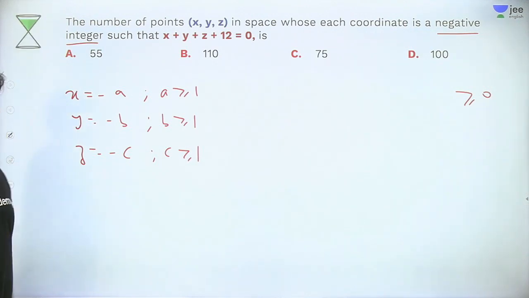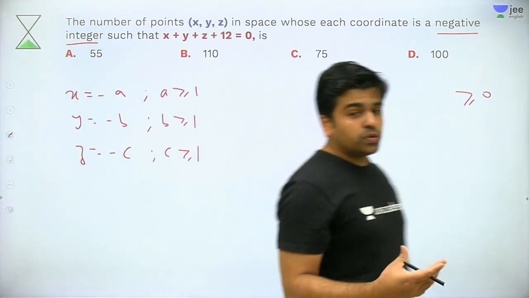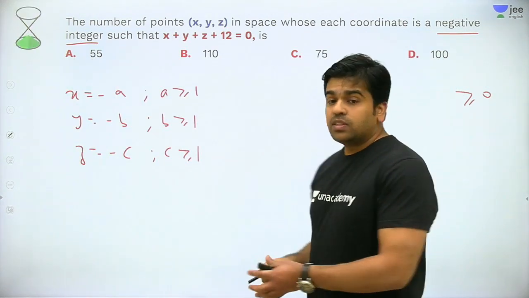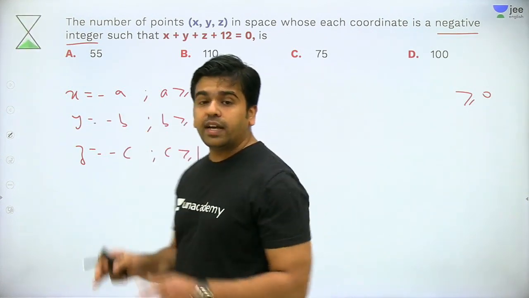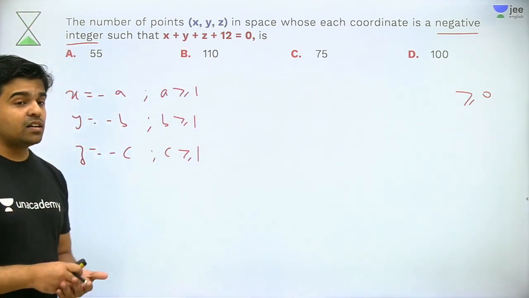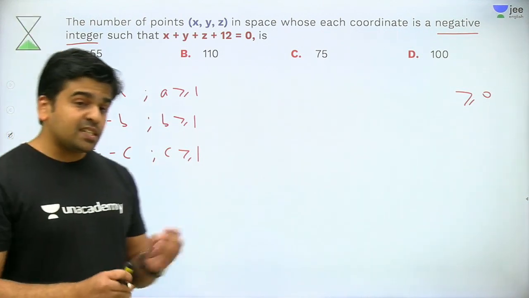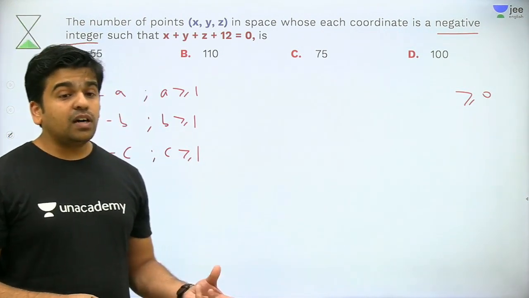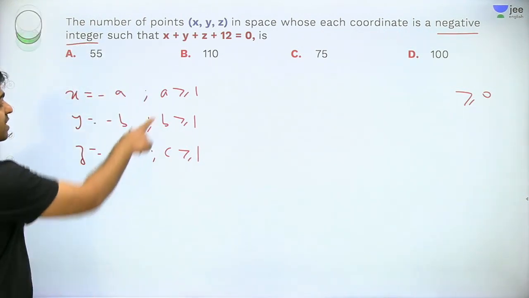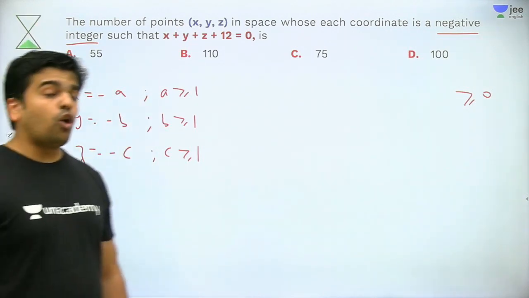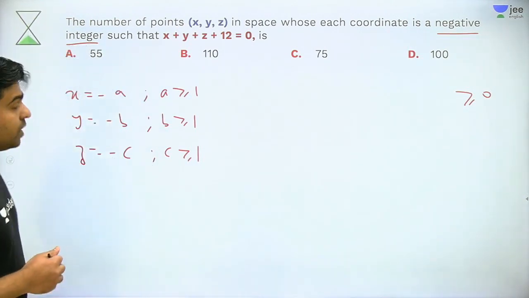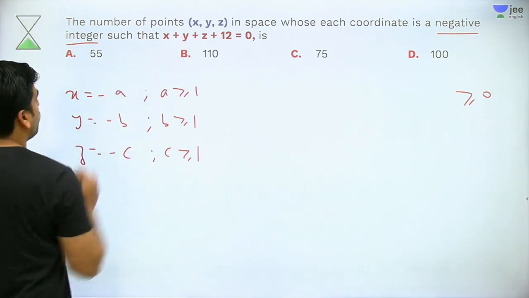Why is that? Why cannot they be directly greater than or equal to 0? Because if I use 0, then x will become 0, and 0 is not a negative integer. I want the value of a to be such that x becomes a negative integer. So that gives me an idea that a, b and c all should be greater than or equal to 1. Okay, so if I now change my equation, what will I get?